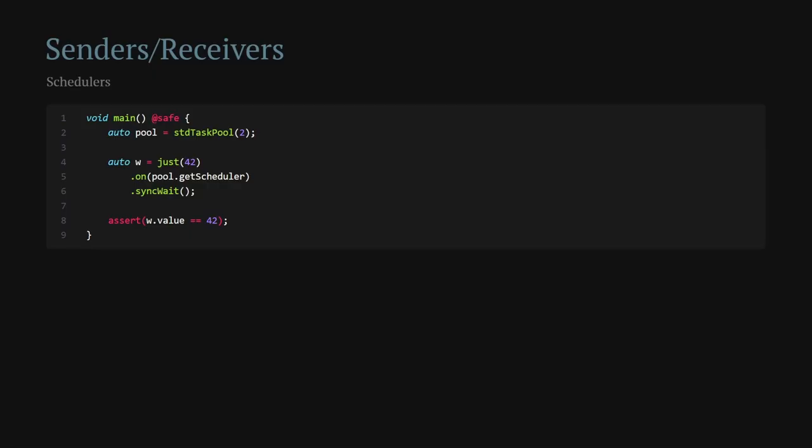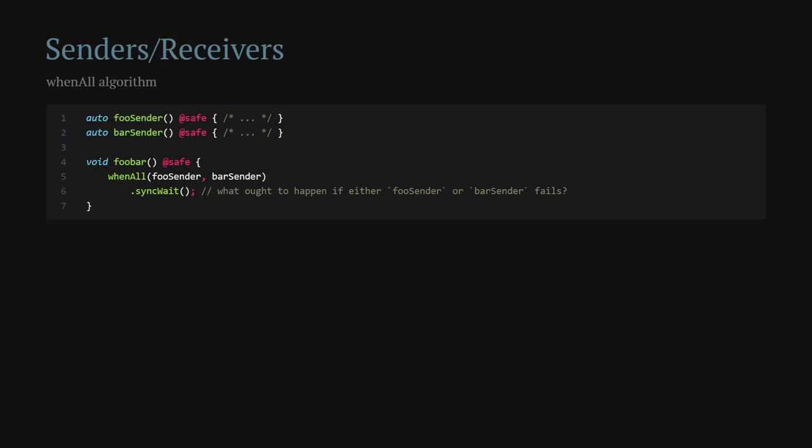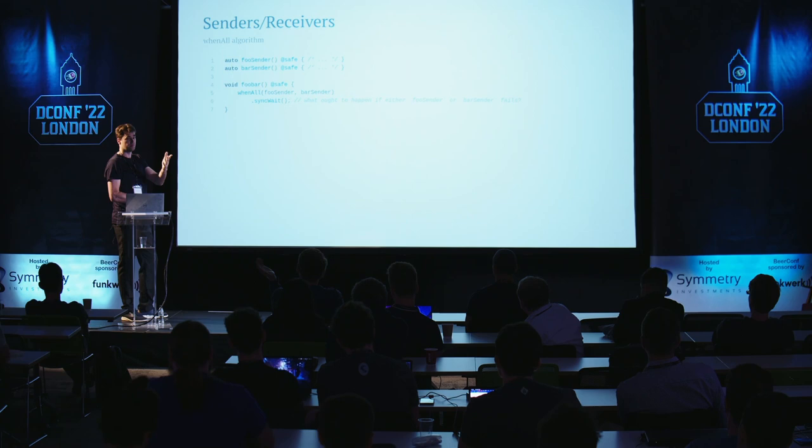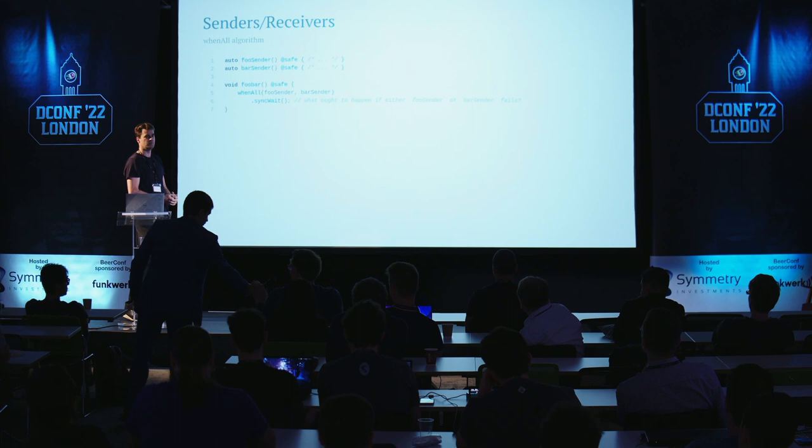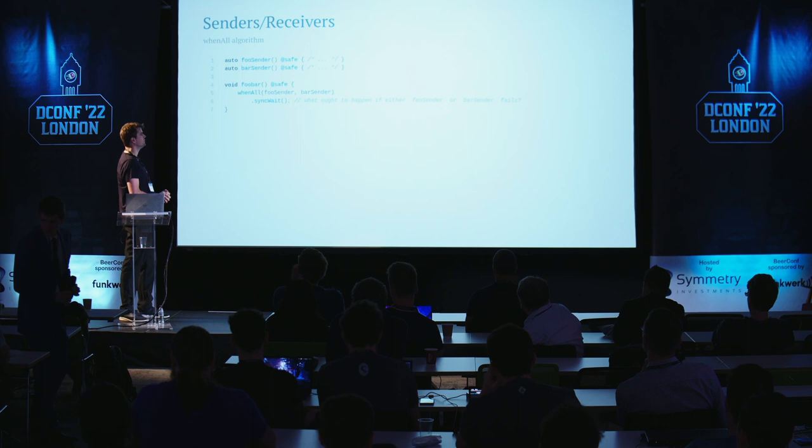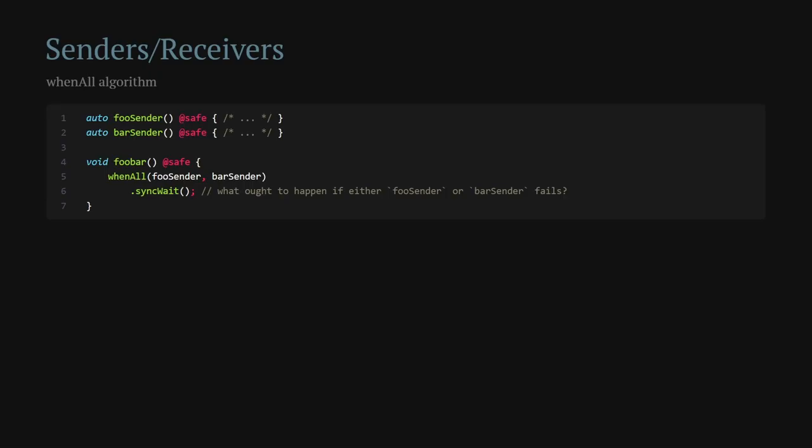Next up is a little quiz. We're going to introduce the when all algorithm. The when all just takes two or more senders and runs all of them to completion. But the question is, what should happen if either foo or bar sender fails? Throw an exception out of foobar. Throw an exception. Okay. I think that's good, but suppose foo failed. What happens with bar, the bar sender?